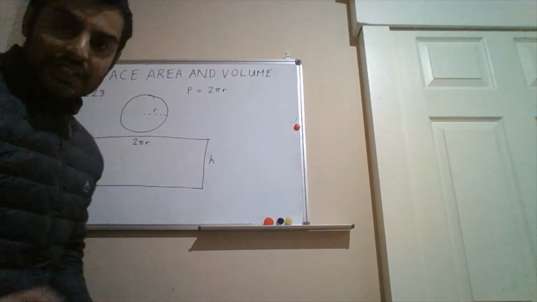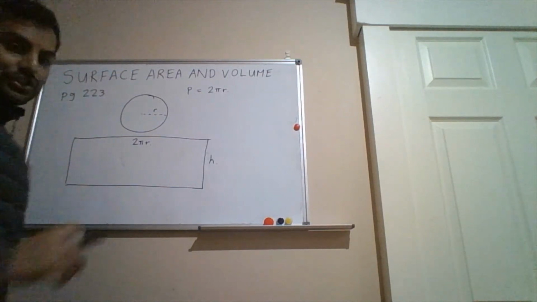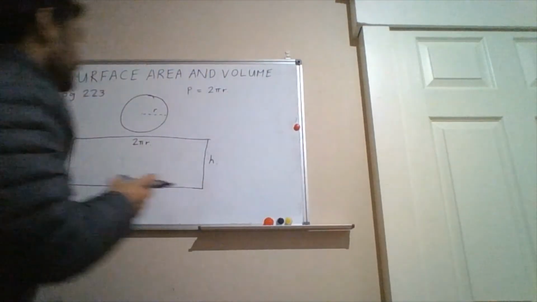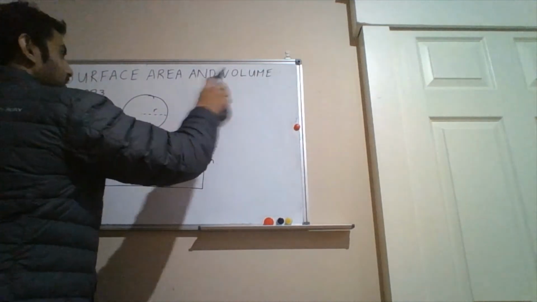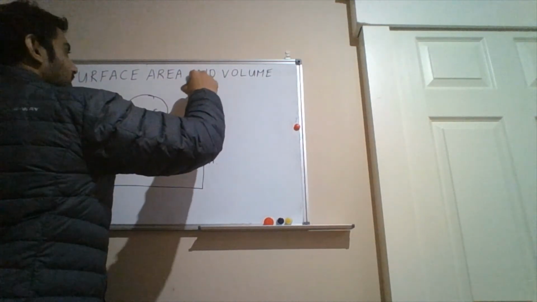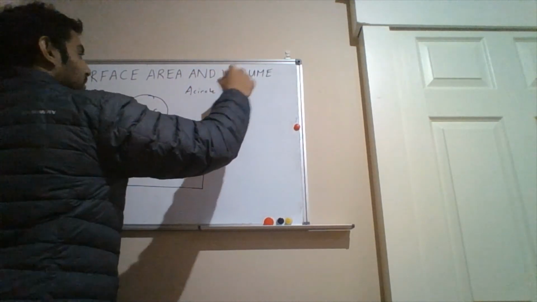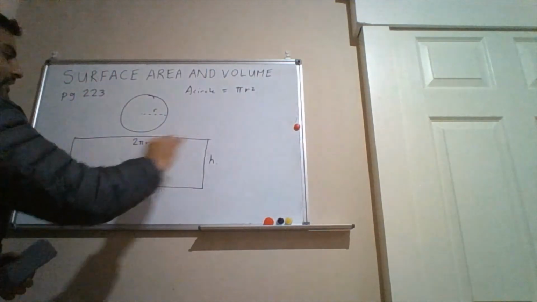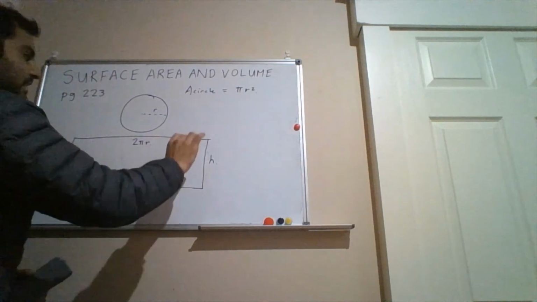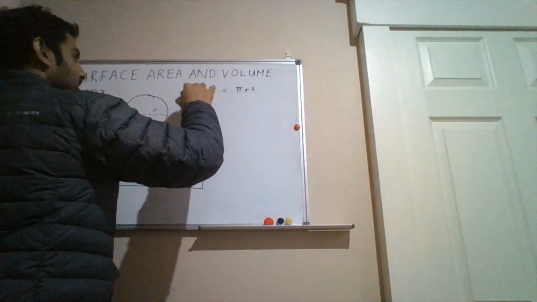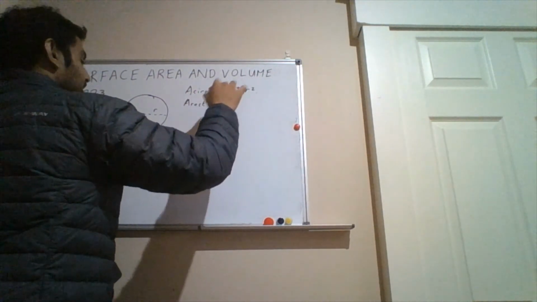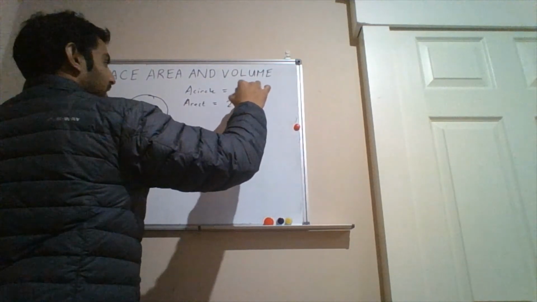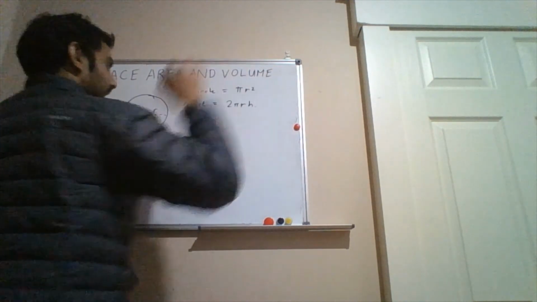So now we just need to find the areas of each of these shapes. So the area of the circle equals pi r squared. And the area of this rectangle is going to be base times height, which equals 2 times pi times r times h.